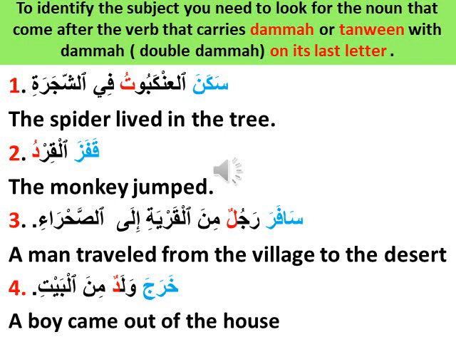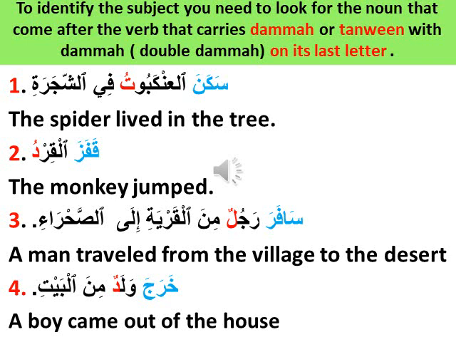For a third example, سافر رجل من القرية إلى الصحراء. A man traveled from the village to the desert. سافر, the verb, comes before رجل, which ends in a double dammah or tanween, and since it comes right after a verb and it ends in a tanween, that makes it the subject.